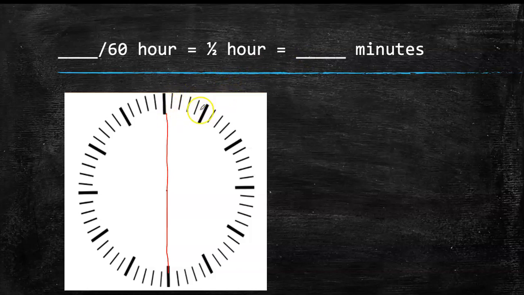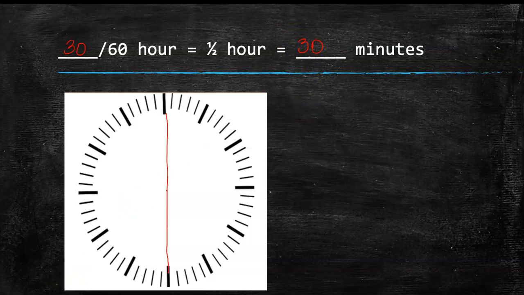Or if you don't, that's okay. You can count all your little dashes here. And what did you come up with? Amazing. You came up with 30/60ths of an hour. We can also call that a half hour, which is what you normally hear. Or how many minutes is that? You are absolutely right. 30 minutes.